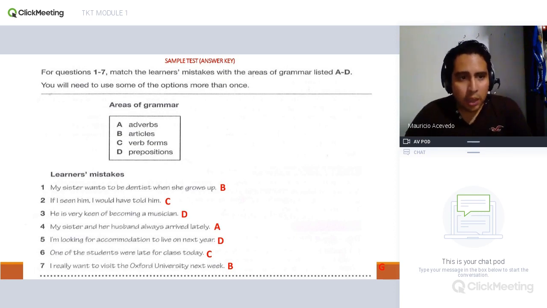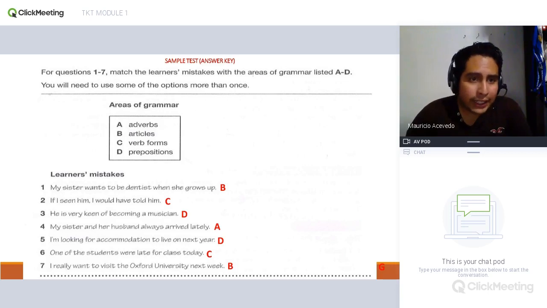Number five, "I'm looking for accommodation to live on next year." In this case, it's a preposition: I'm looking for accommodation to live in next year. Letter C, "one of the students were late for class today." It's another one, verb forms: one of the students was late, because we're talking about one, so it has to be one person only.